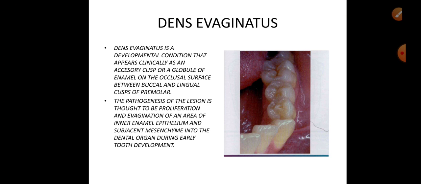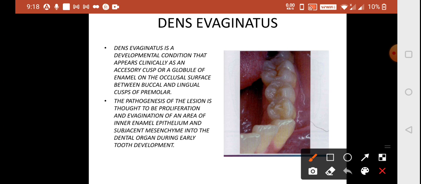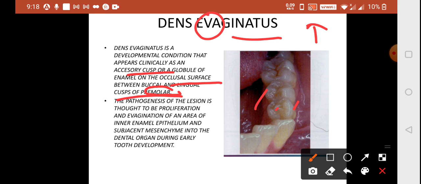Next is dens invaginatus. Invaginatus is something inside, evaginatus is something outside. Dens invaginatus is a developmental condition that appears clinically as an accessory cusp or a globule of enamel on the occlusal surface between the buccal and the lingual cusp of your premolar. So you can appreciate this. I'm putting a dot here. So this is a dens invaginatus, most commonly found on the premolar between the buccal and the lingual cusp, and you can appreciate it here.